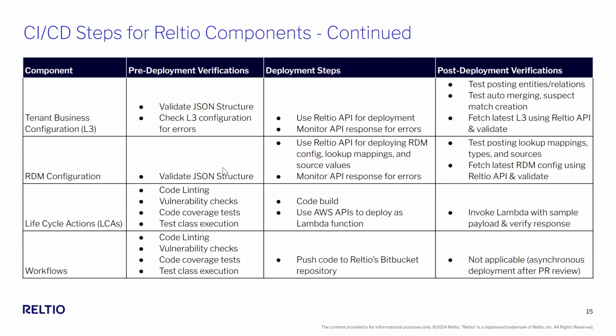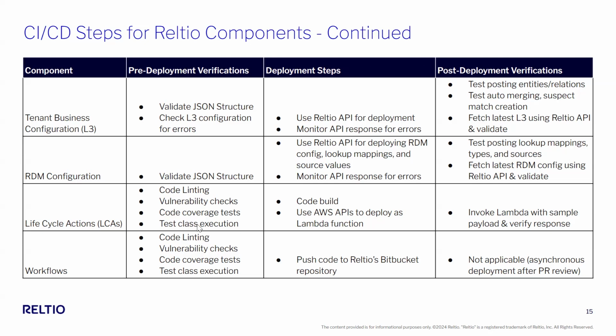automate it all. For LCAs, the steps are different, because it's a custom component, usually deployed as a Lambda function or as a function in GCP. So in terms of pre-deployment verification, it can be very exhaustive. You can check the code for any errors, so-called code linting. You can do vulnerability checks on the code. You can check the code coverage, and you can do test class executions on the LCA code. Most of these things are already done whenever an LCA is deployed, but mostly done manually. You can do it automatically using a CI/CD process.